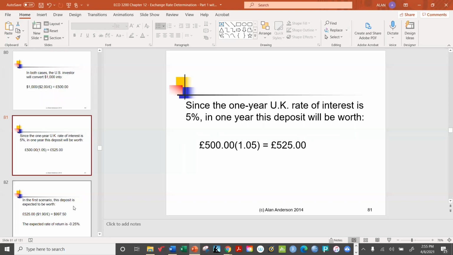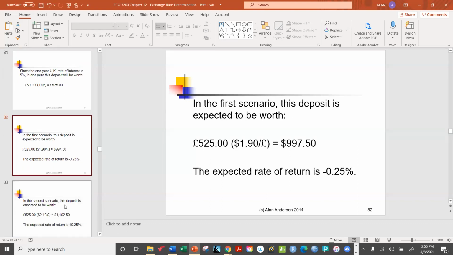So in scenario number one, with our stronger dollar, you can see the problem. We only ended up with $997.50 because each pound is worth fewer US dollars. And now we're upset because we not only did not make our 5%, but we actually lost money.